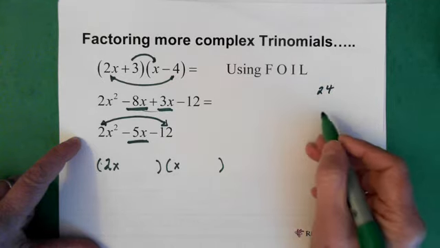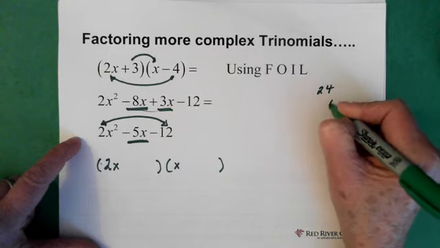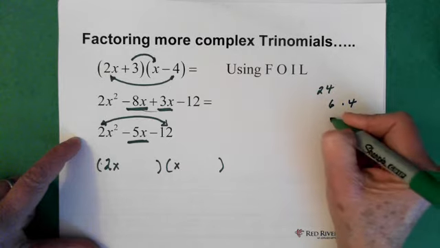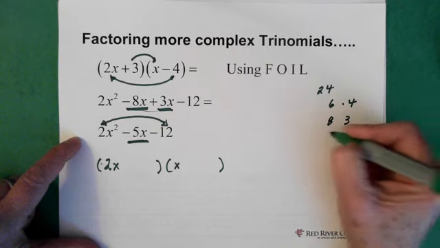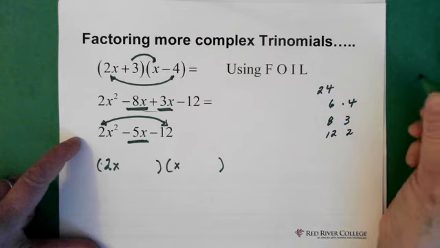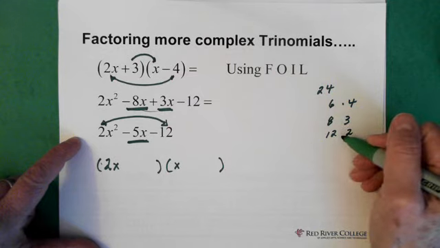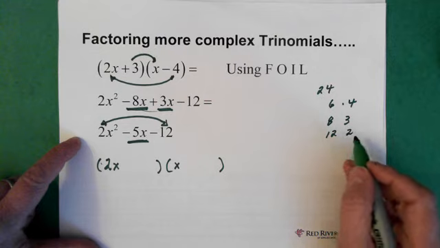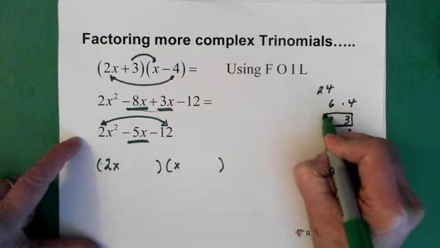Then I ask myself, what times what gives me 24? Well, I know 6 times 4 gives me 24. I know 8 times 3 gives me 24. And I know 12 times 2. And there may be more, but this is good enough for now. Then I ask myself, which one of those combinations, either added or subtracted, will give me a 5? And that's this, the 8 and the 3.